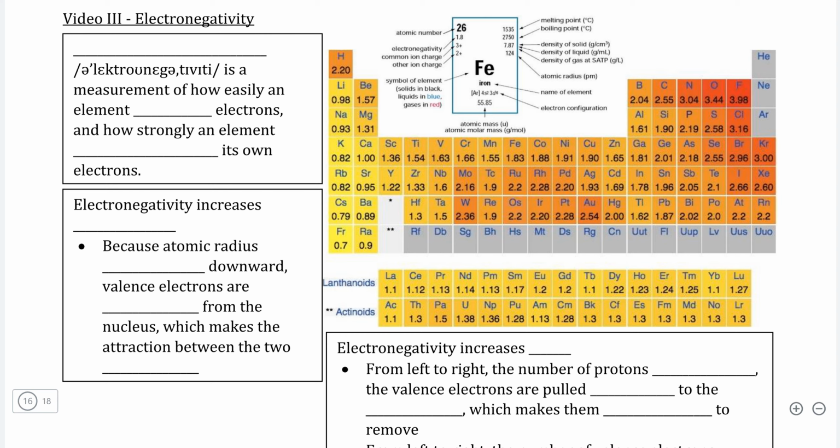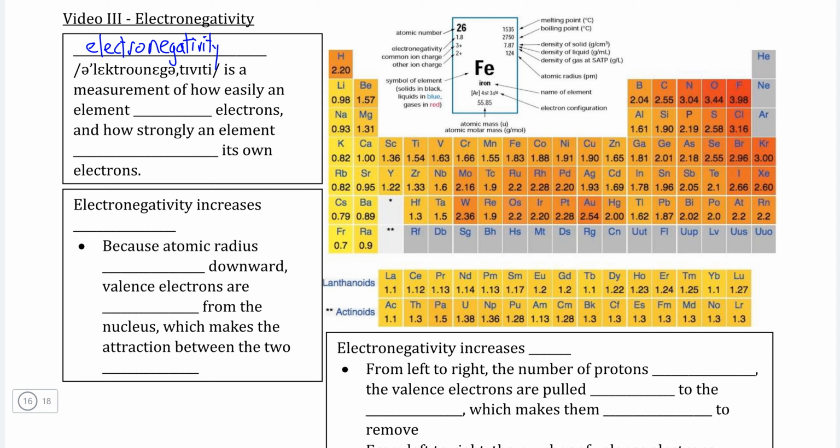In this video, we're going to talk about the third and arguably the most important trend on the periodic table. In fact, this concept is so important that it might actually be the single most important concept in all of Chemistry 11 because of how fundamental it is in explaining the behavior of different elements.